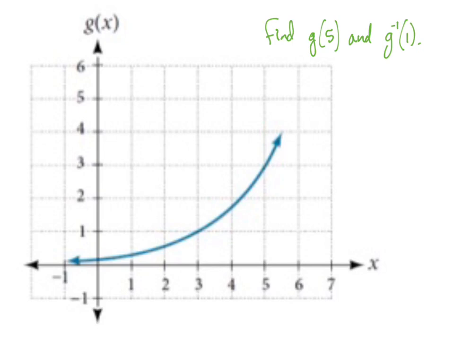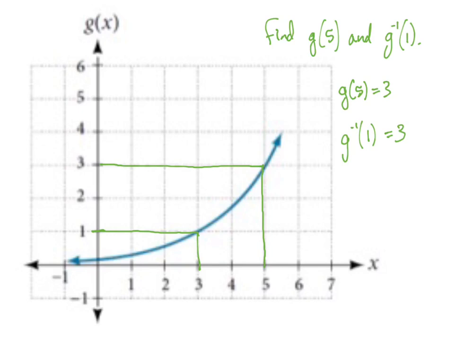So g of 5, that means 5 is the input value, or 5 is the x value. So we're going to start at 5, and on the y-axis, or the value of the function, we're getting 3. So g of 5 is equal to 3. Now for g inverse of 1, we're going to take 1, but instead of starting on the x-axis, we're going to start on the y-axis. So y of 1, and that is hitting the function at 3. So each of these are equal to 3, which is just a coincidence. But hopefully you can see how we evaluate the regular function and the inverse function.